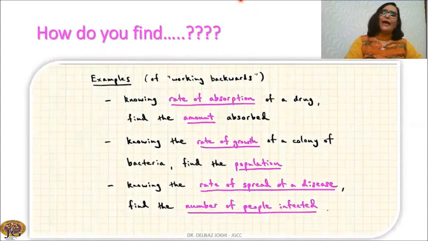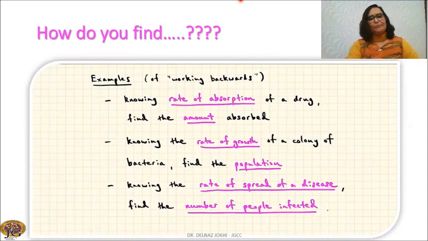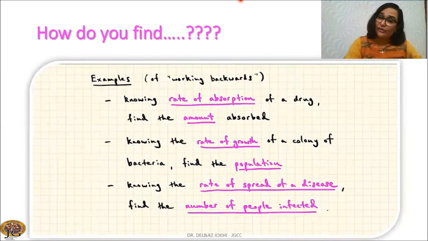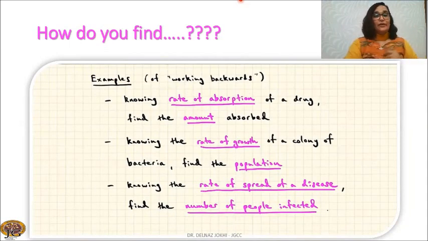That is, imagine that we want to work backwards. What do I mean by backwards? Let's say, suppose, let's take the first one. Suppose you're talking about some research on some kind of drug, for some patient. You already know the rate of absorption of the drug in the body. You know the rate. Rate is related to that slope on the graph. But now you know the rate, but you want to find out the amount of that medicine or the drug which is absorbed in the body.